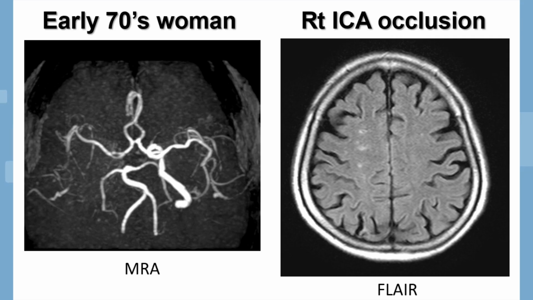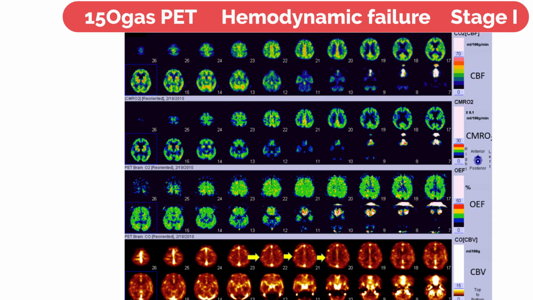This is a case of right internal carotid artery occlusion in an early 70s woman. The FLAIR shows an ischemic lesion in the right semi-oval white matter. O15 gas PET shows a slight increase in cerebral blood volume in the right cerebral cortex. There is no decrease in cerebral blood flow or oxygen metabolism, and there is no increase in oxygen extraction fraction, suggesting a hemodynamic failure stage 1 condition.